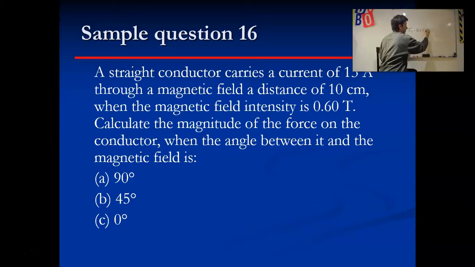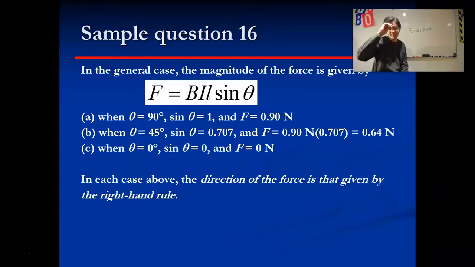B-I-L sine theta. You don't even need to rearrange it. It's just asking for the magnetic force at 3 different angles for those same values of B, I, and L. So I have those here. You can try and punch that in on your calculator.